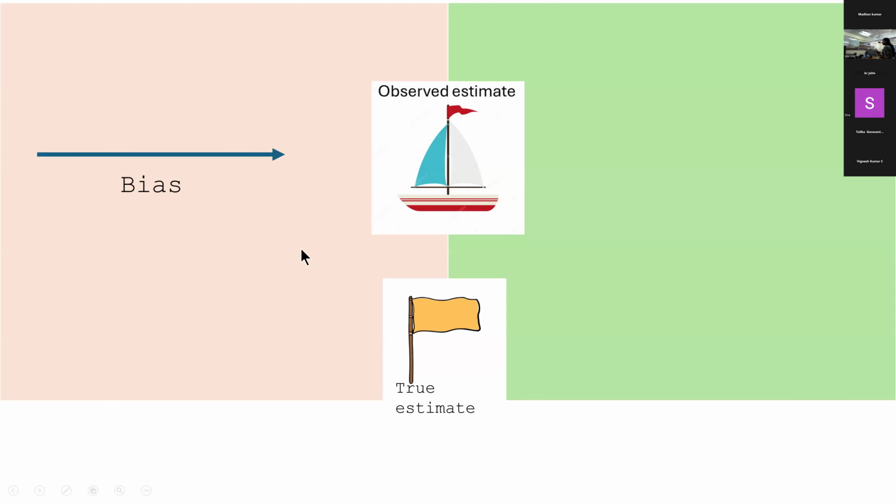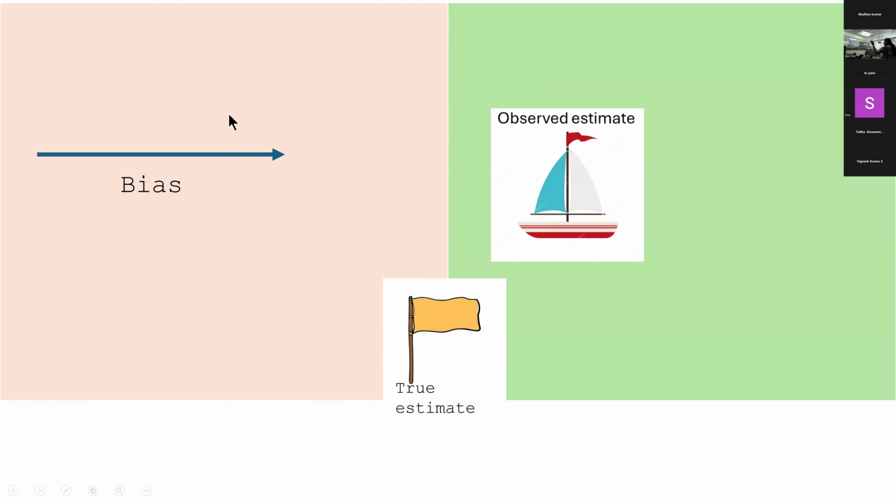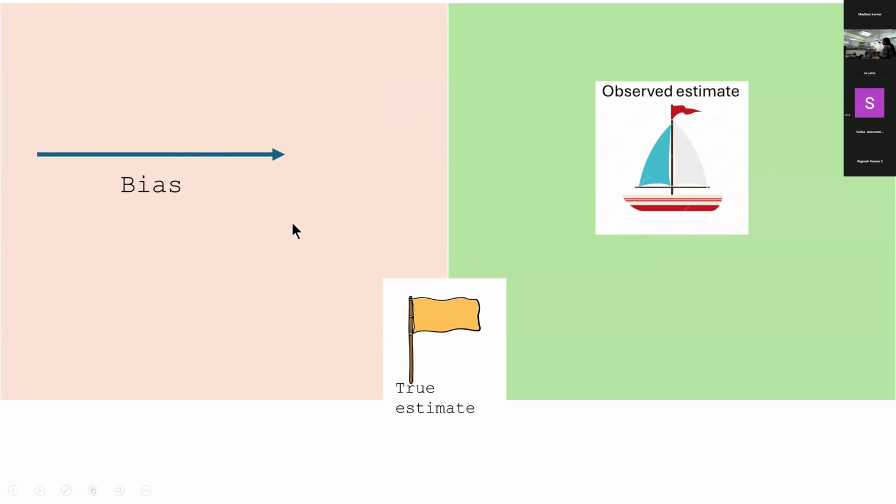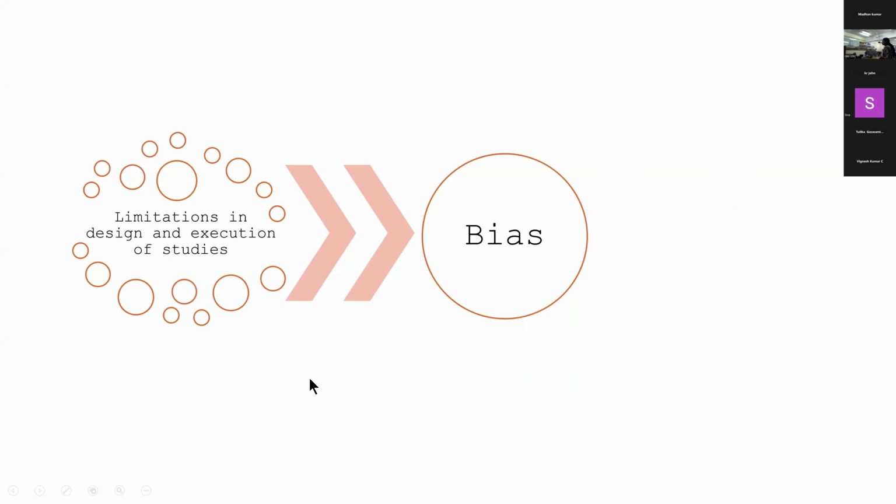To help you understand further, this is a good example. Imagine you're a ship, which is the result of your meta-analysis. The bias is like a wind which pushes the ship away from your true target. So bias can push it way away from the original true estimate. So what causes a bias? There can be limitations in the design and execution of your studies. A well-done systematic review would have instituted safeguards to prevent the bias.